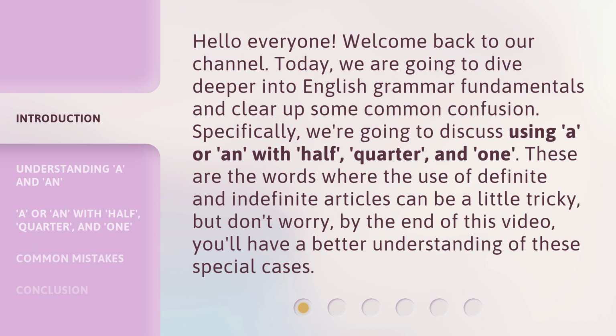Today, we are going to dive deeper into English grammar fundamentals and clear up some common confusion. Specifically, we're going to discuss using a or an with half, quarter, and 1. These are the words where the use of definite and indefinite articles can be a little tricky, but don't worry, by the end of this video, you'll have a better understanding of these special cases.